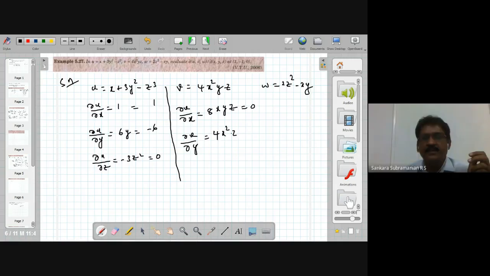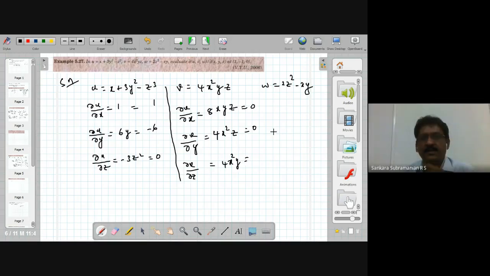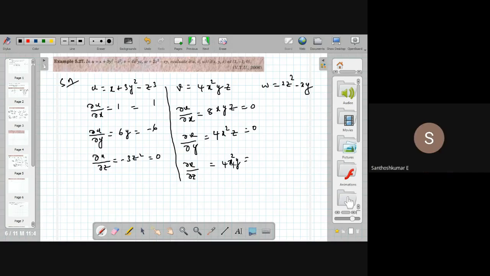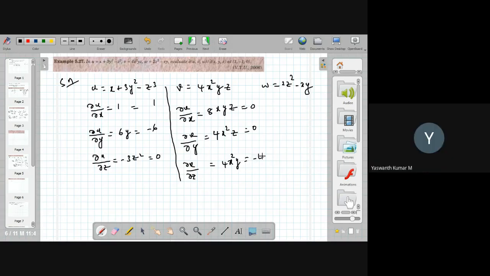4x square z, when z comes, it is 0. So dou v by dou z is equal to 4x square y. 4x square y. There is x square y, no z. So x square gives 1, and y gives -4.